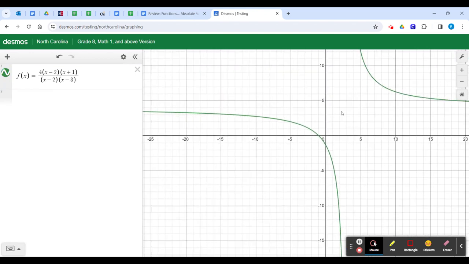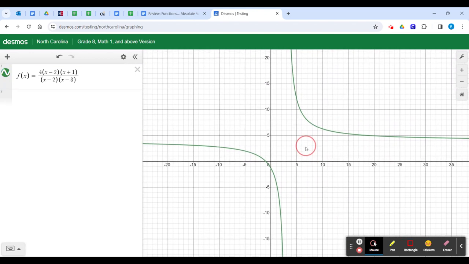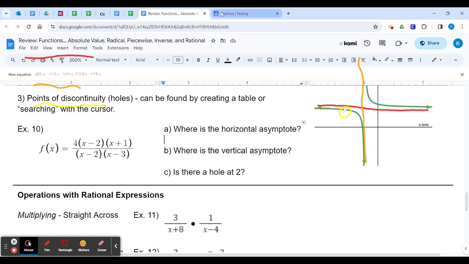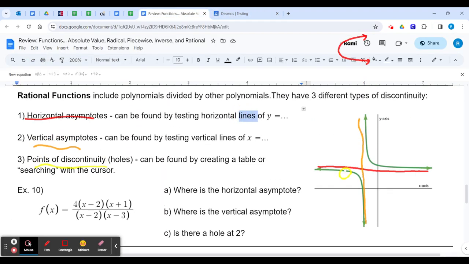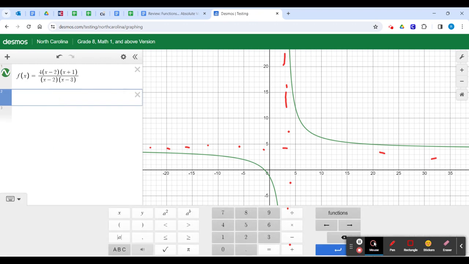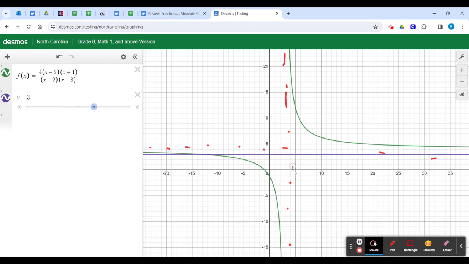So I look at my graph, I might have to zoom out to get a little more clarity. It looks like I have a vertical asymptote here. Notice that gap there. I have a horizontal asymptote here. Let's test both of these things, okay? So it's asking us where's the horizontal asymptote, so I can test that by looking for y equals something. It looks like maybe that happens at y equals 3. Let's try that out.